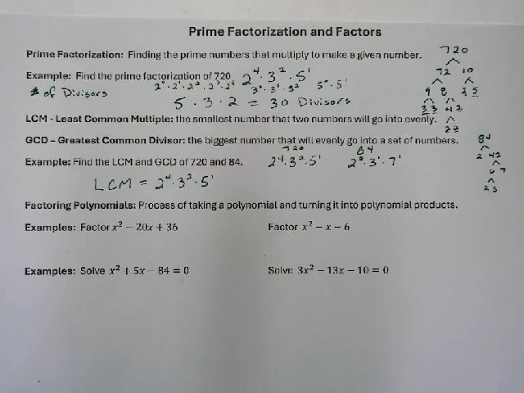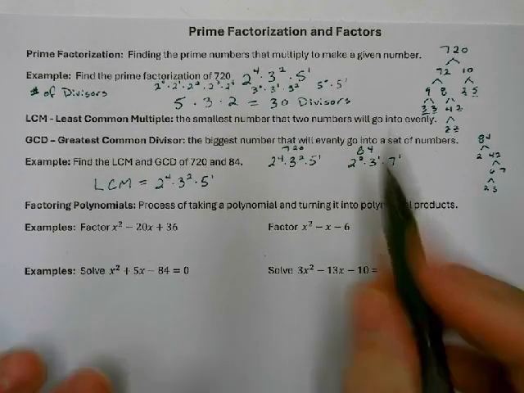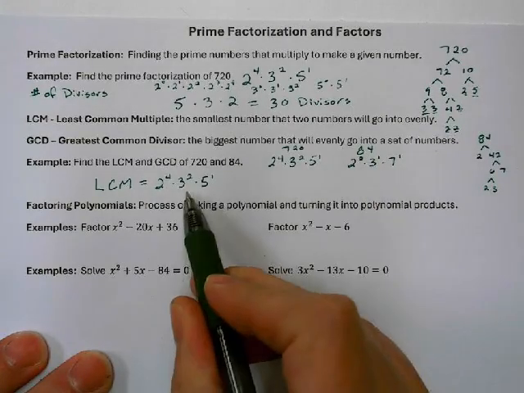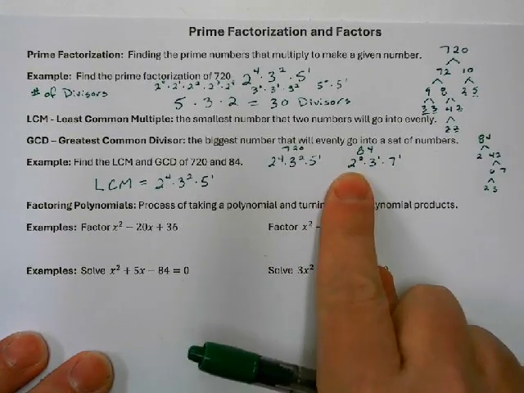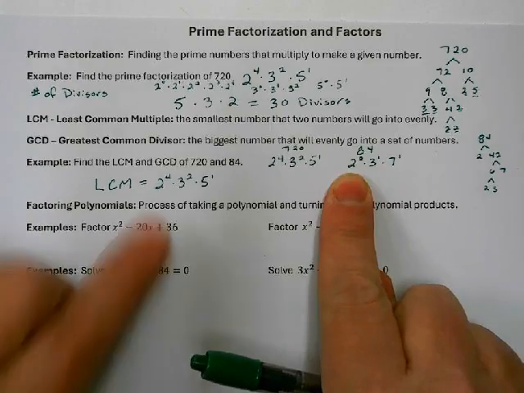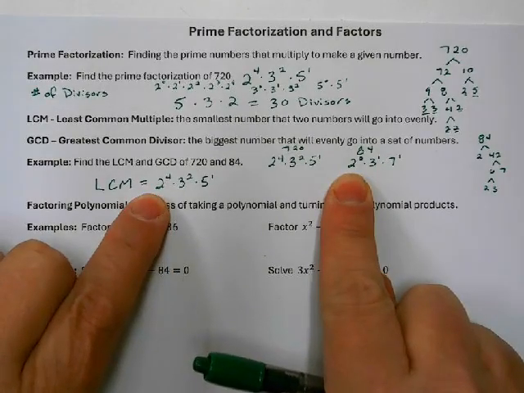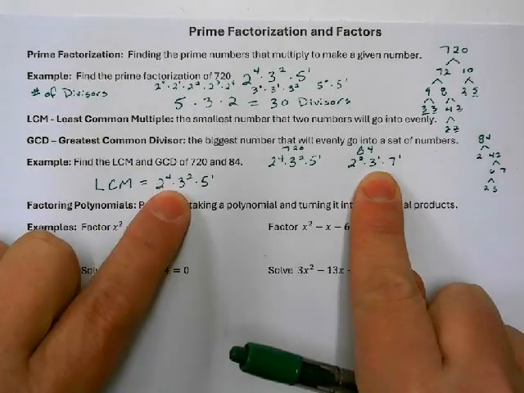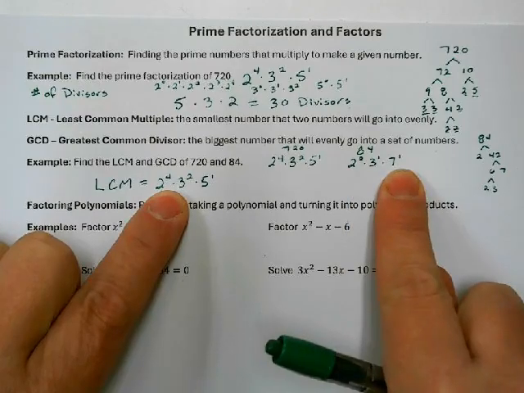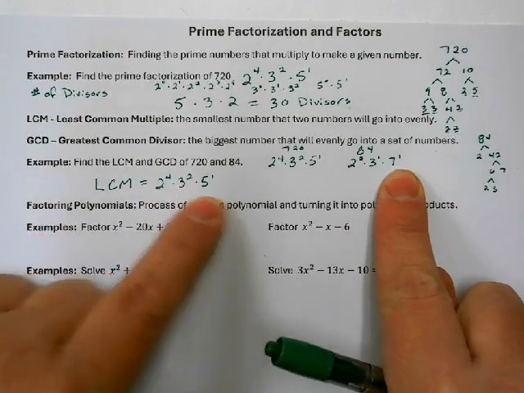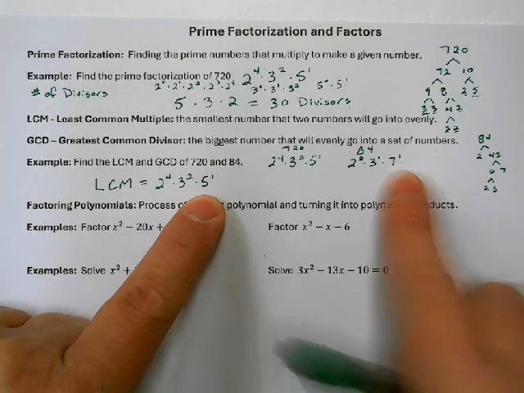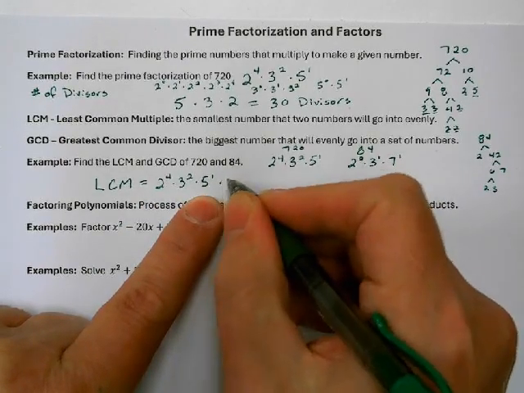So there I go. Now I look and see if 84 can go into this number. Well, 84 has 2 to the second power. It has 2 2s. Well, there's 4 2s right here, so that will go in. 84 has 3 to the first power. This one has 2 3s, so 3 will go into that. And then 84 has 7. Well, there's no 7s in this. Therefore, my LCM needs a 7.